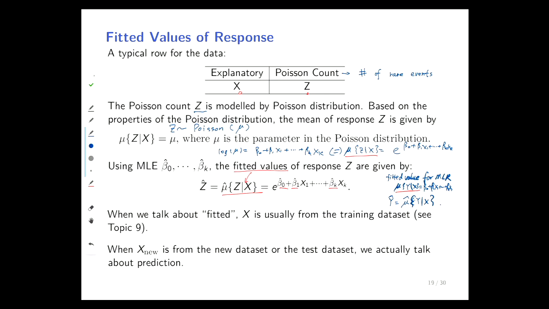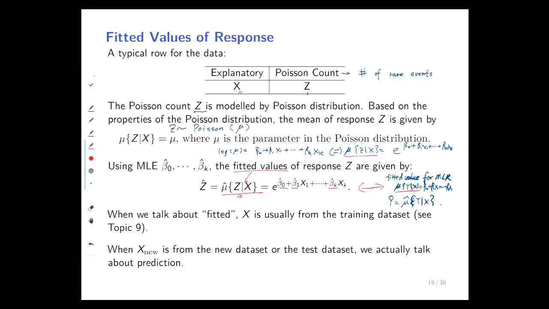We use the estimated mean of response as the fitted value of the mean of the response variable. Similarly, we also use the estimated mean of response as the fitted value for the response variable Z. So the ideas are consistent. We have a slightly different model, but the idea for the fitted value is the same.